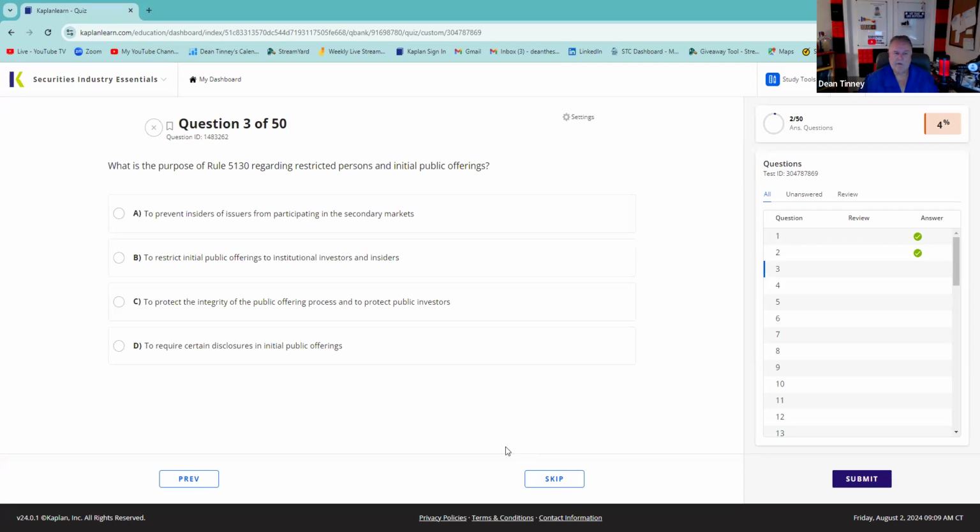What is the purpose of 5130 regarding restricted persons and IPOs?